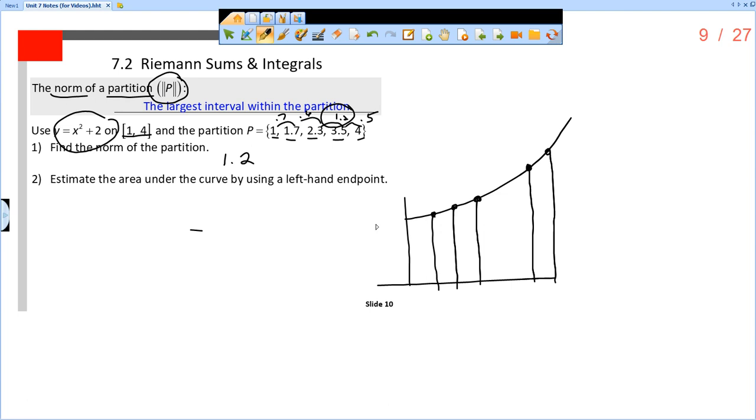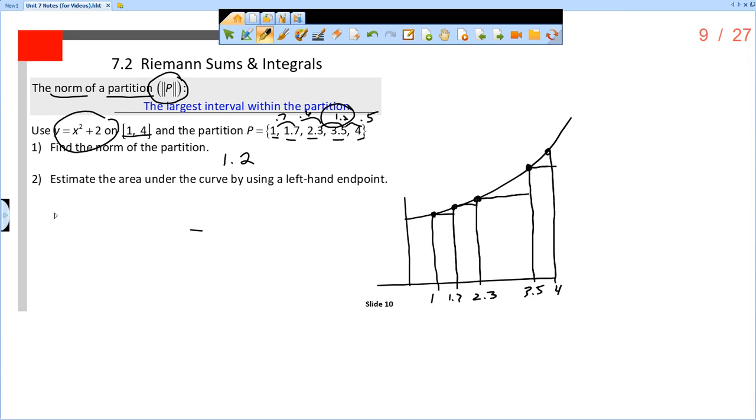Okay, so now we're going to use this partition to estimate the area under the curve using the left-hand endpoint. In between the first two, 1 and 1.7, we're going to use the left-hand endpoint. So the left endpoint is going to represent the height of this rectangle. Then the next one, we're going to go from 1.7 to 2.3, and we're going to use the left endpoint to represent that height. Then the next one, 2.3 to 3.5, we're going to use the left side to represent that height. And then from 3.5 to 4, we're going to use the left side to represent that height.